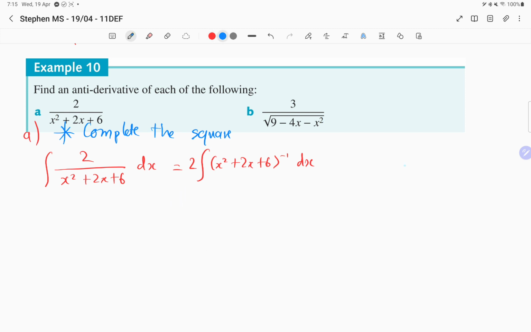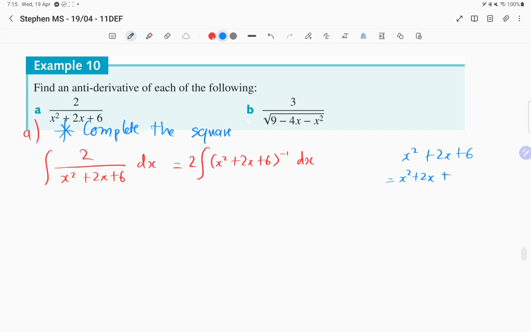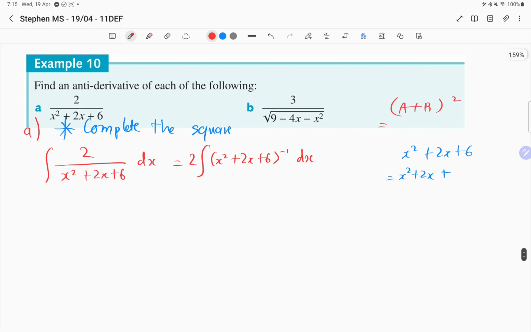You can do the completing the square on the side. Over here, x squared plus 2x plus 6. To complete the square, you add what number? It's not half, it's the square of half of the b value. Because remember the formula: a plus b, everything squared, equals a squared plus 2ab plus b squared.